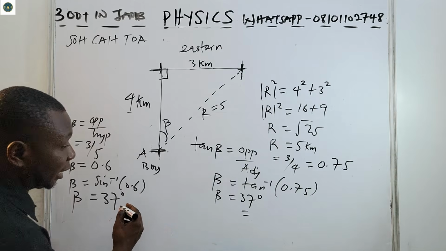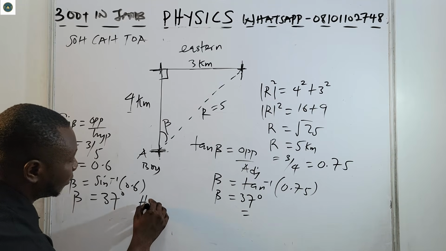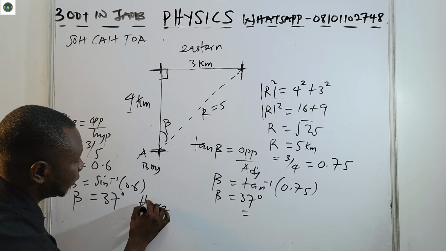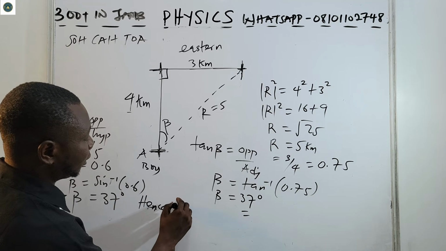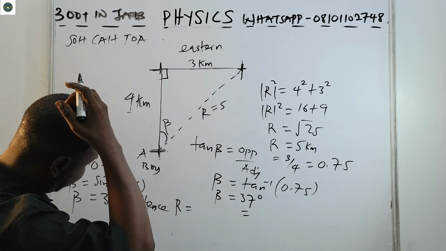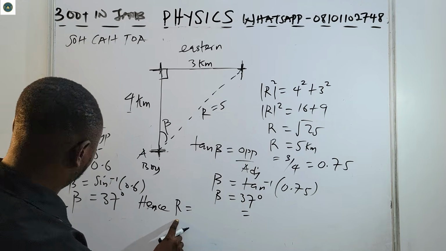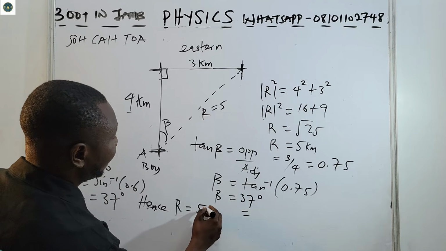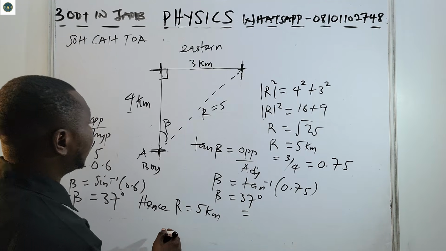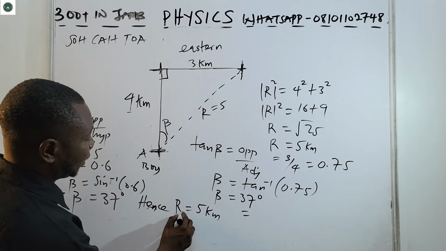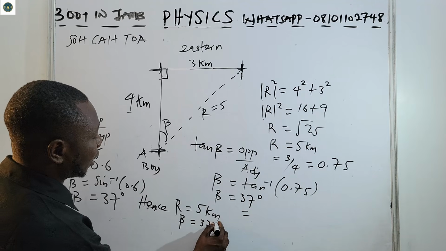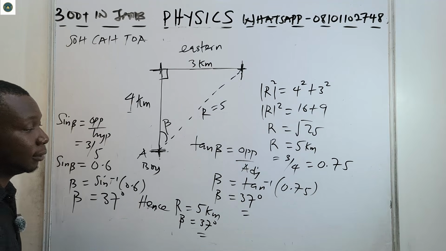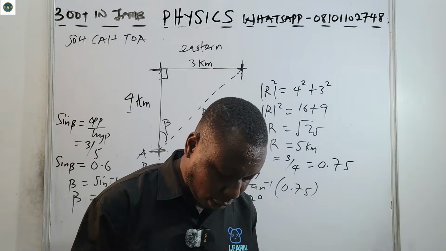So hence, the magnitude of the resultant is 5 kilometers. The direction, beta, is approximately 37 degrees. So that's that on that.